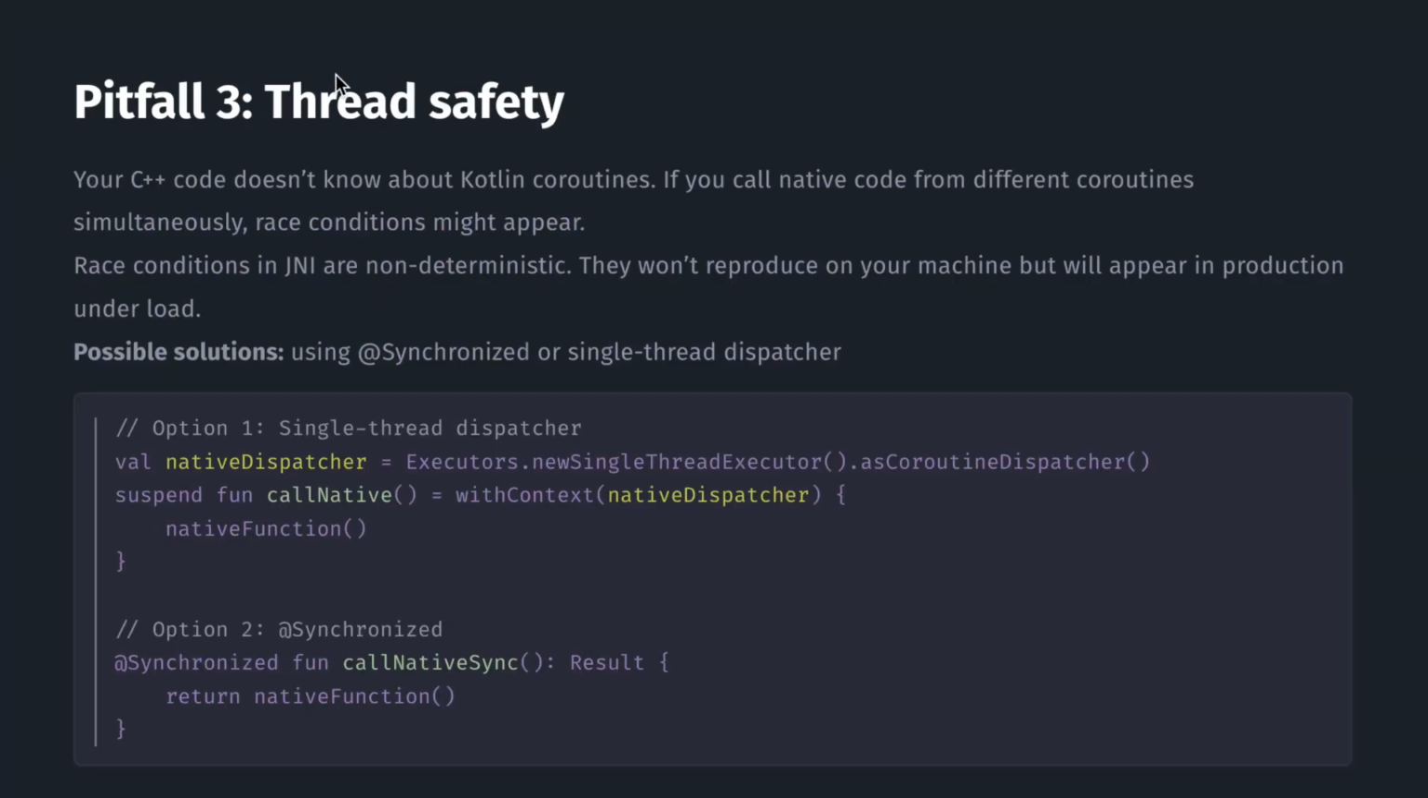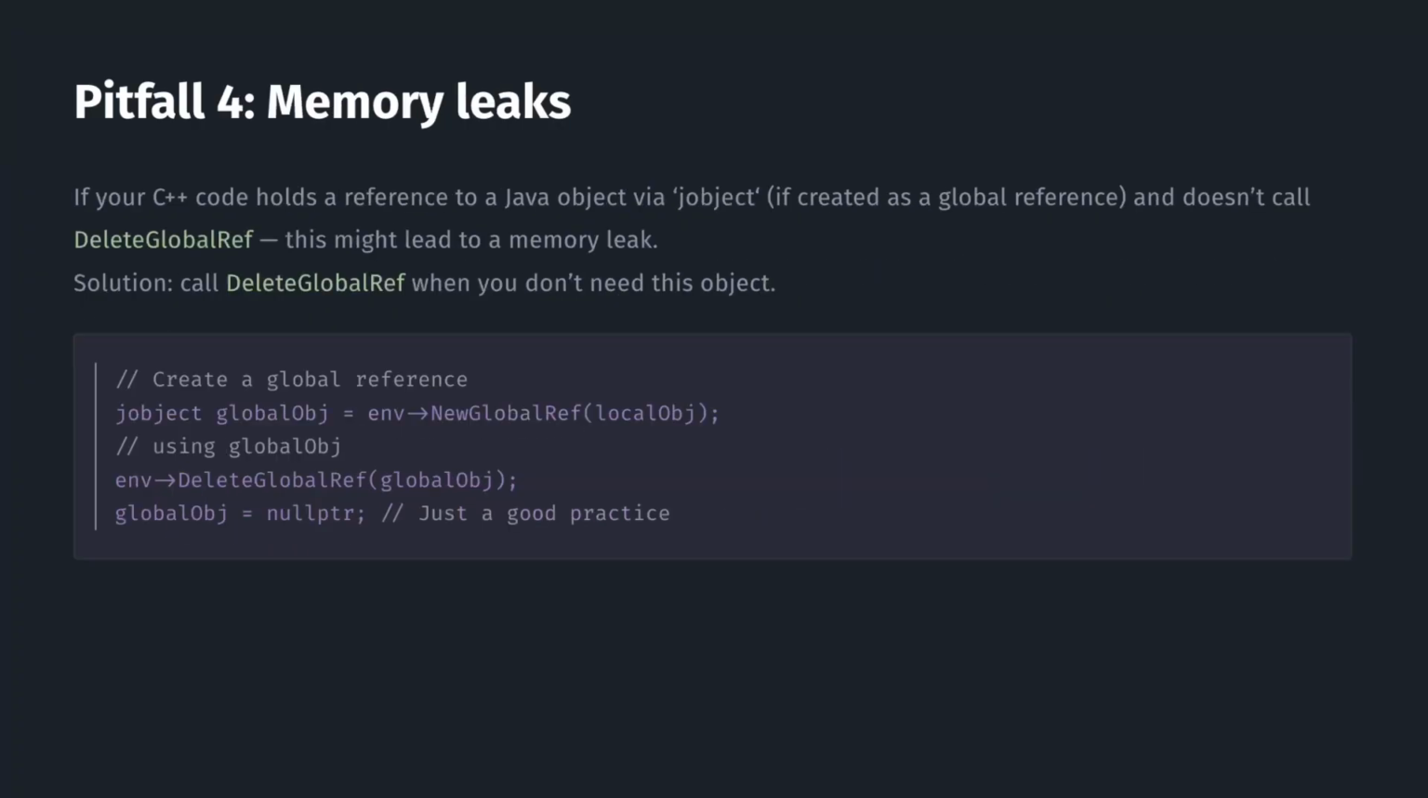The third one is about thread safety. Your C++ code doesn't know about Kotlin coroutines at all. If you call native code from different coroutines simultaneously, it might lead to race conditions. There are two possible solutions that come to my mind. The first one is adding a synchronized annotation, and the other is having a separate dispatcher for your native code. Choose whatever is appropriate for your project.